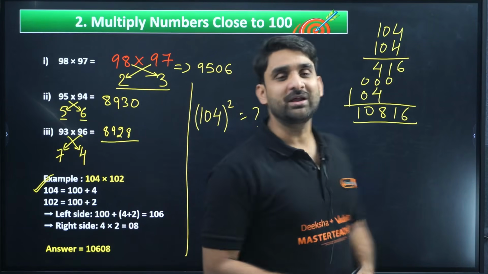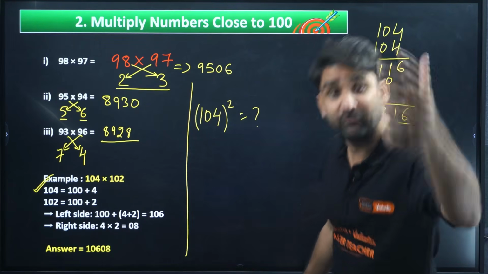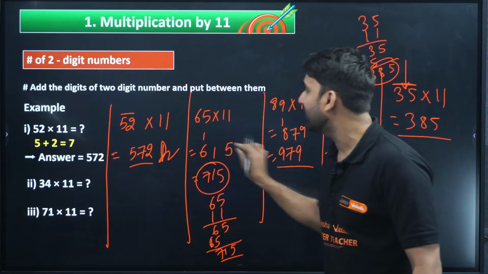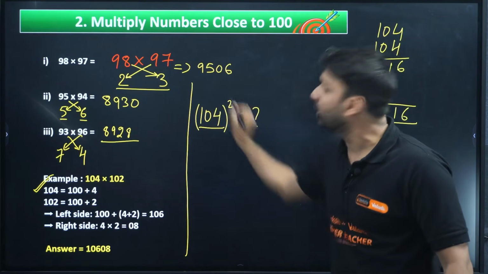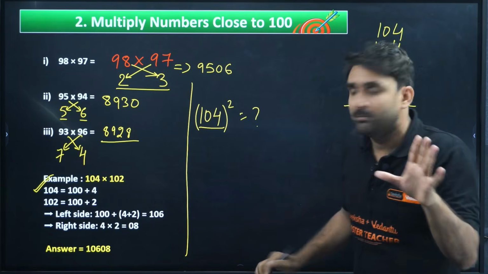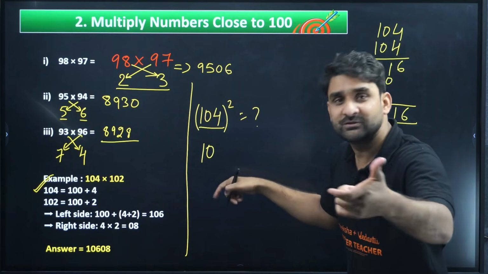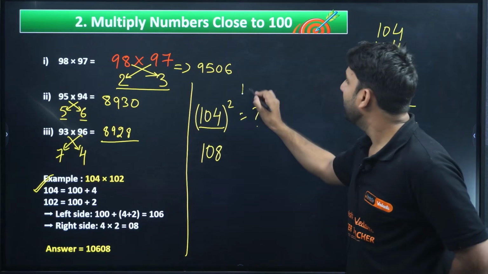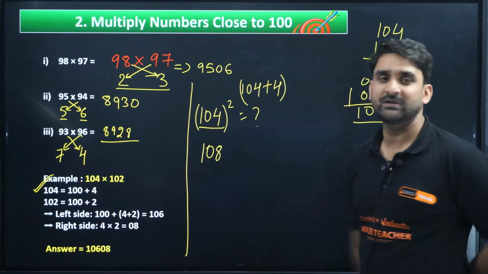By using that, you can get the result of this question in just 3 seconds or 2 seconds, even in 1 second. So what you have to do, listen, my dear, this is 104 whole square. What you should do is add 4, add the one digit to this whole number. So 104 is already there. Now add 4, because 4 is the one digit. So if we add 4 to 104, 108 would be there.